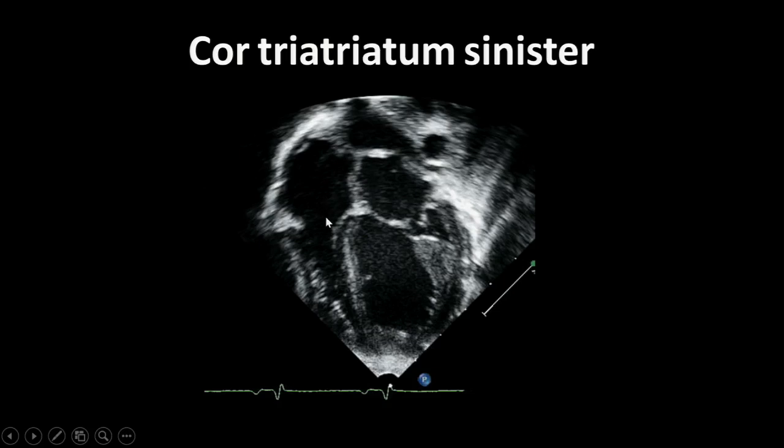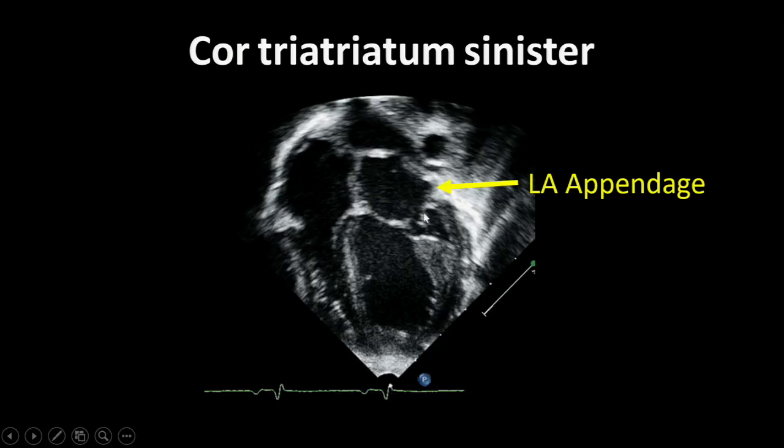Here's an example of cor triatriatum. So right atrium, right ventricle, left ventricle. Here we have a pulmonary venous confluence here, and here's the left atrium, and it's kind of bisected here by this cor triatriatum. I'll call it a membrane in this case, and there's a little orifice here. So pulmonary veins come in here, the blood has to squeeze through the cor triatriatum membrane into the left atrium here, and then across the mitral valve. Just a reminder that the left atrial appendage is usually on the ventricular side of the cor triatriatum membrane here.